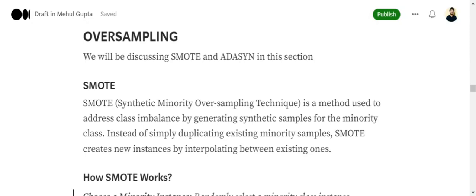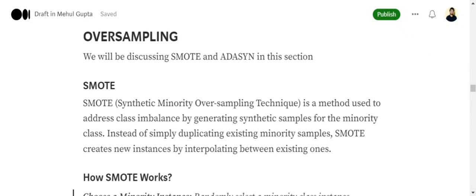Now we will be discussing the different algorithms for each of the techniques: oversampling, undersampling, and the mix of the two, which we can use to perform them. First of all, starting off with oversampling algorithms. In this particular case, we will be discussing SMOTE and ADASYN.